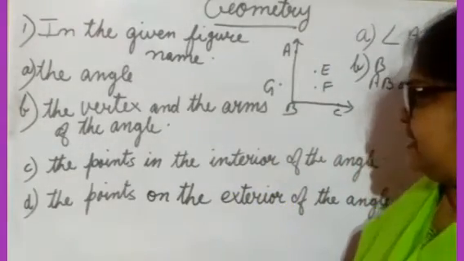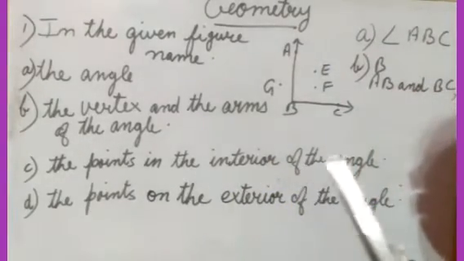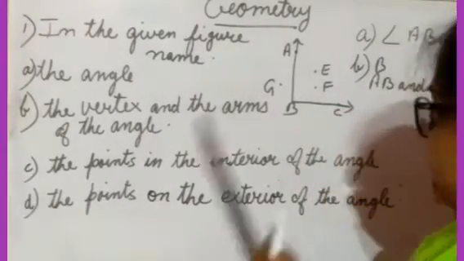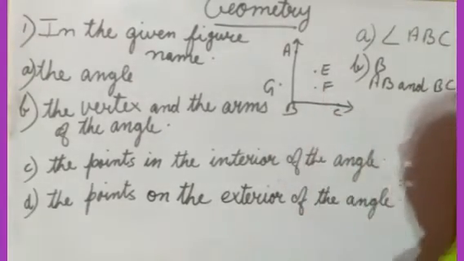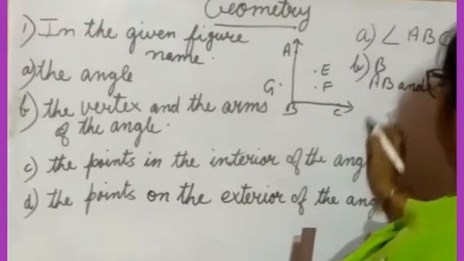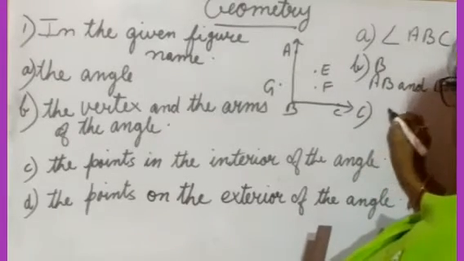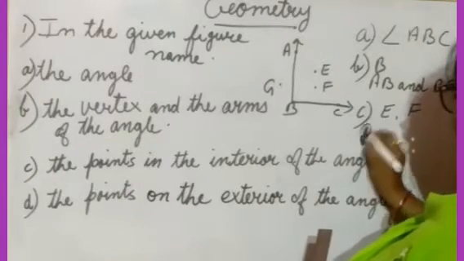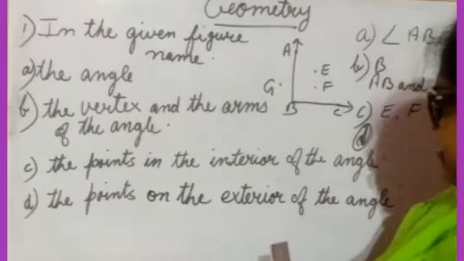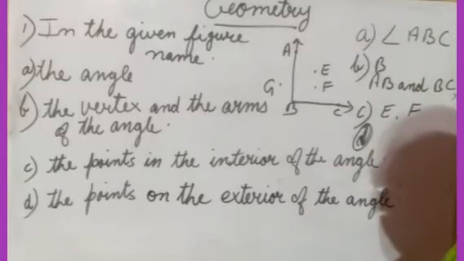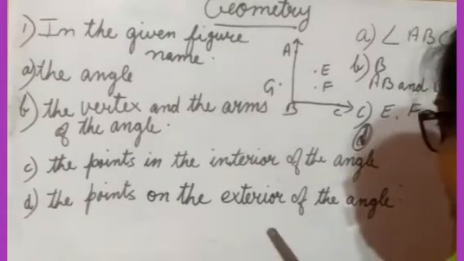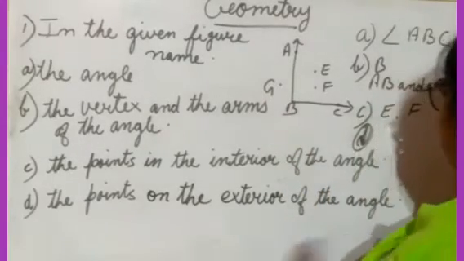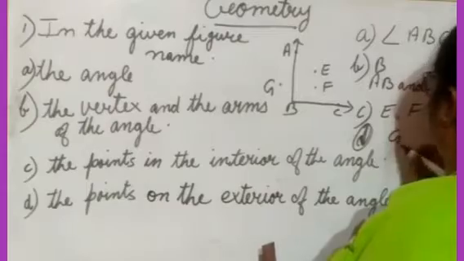Now next, the point in the interior of the angle. Which point is inside the angle? The interior points are E and F. So the answer to number C is E and F. Now number D: the point on the exterior of the angle. Exterior means outside. Which point is there? The answer is G.